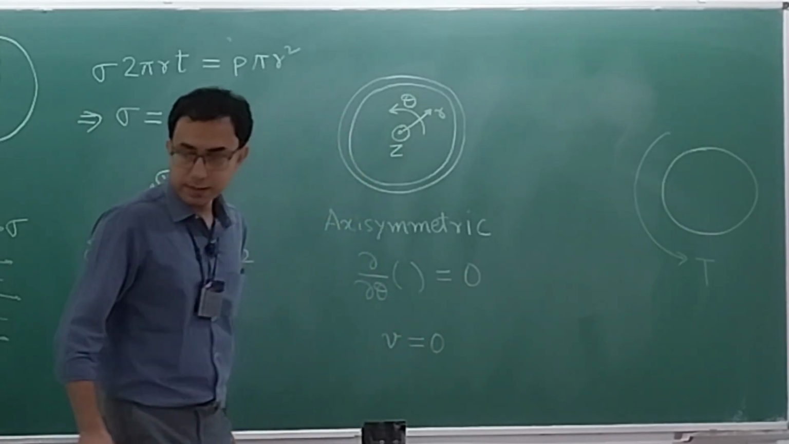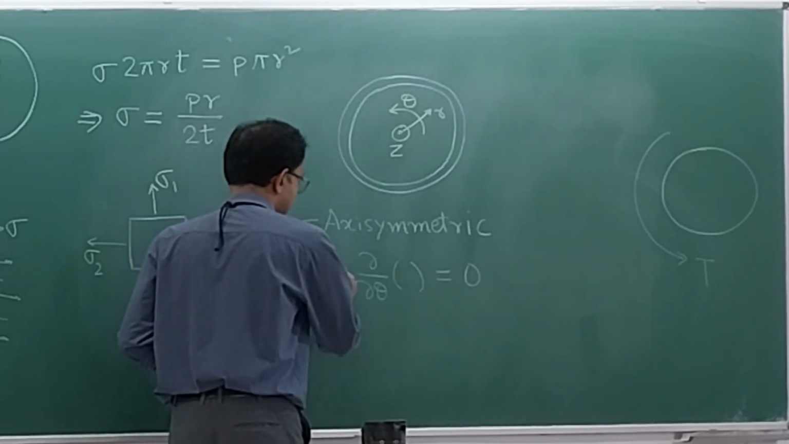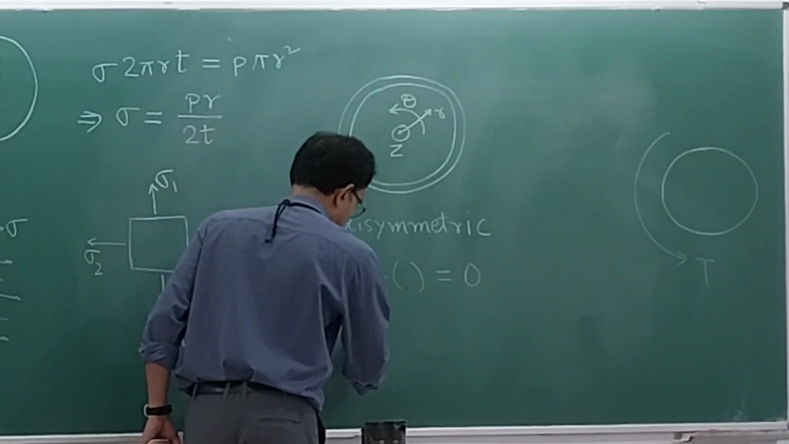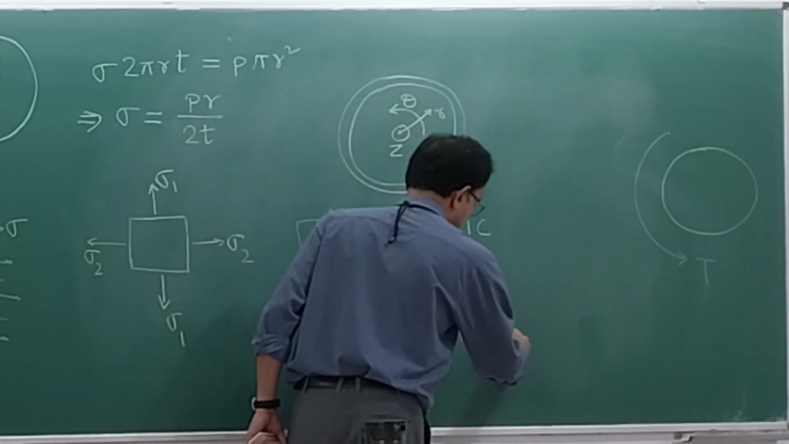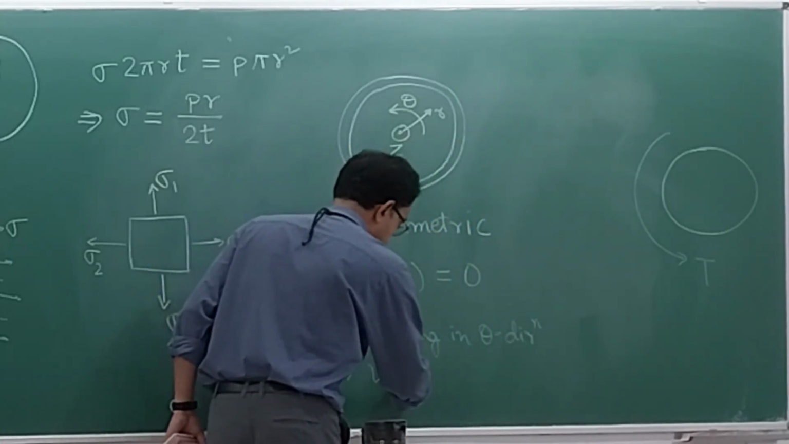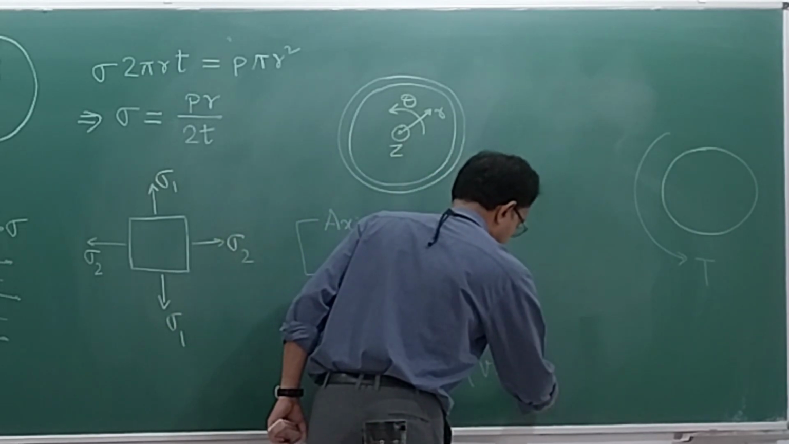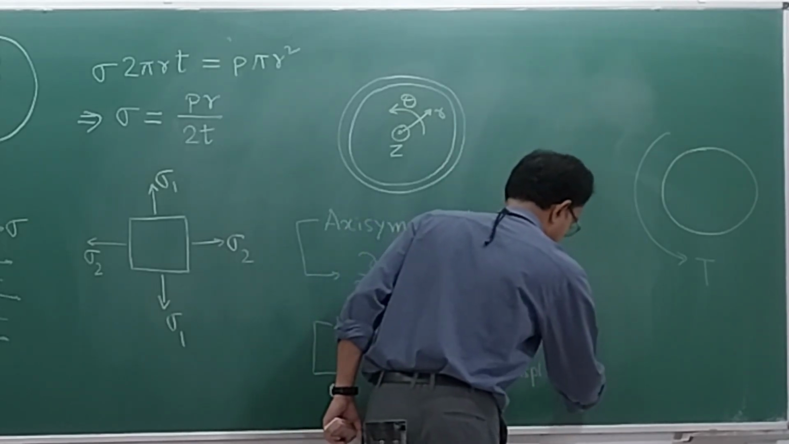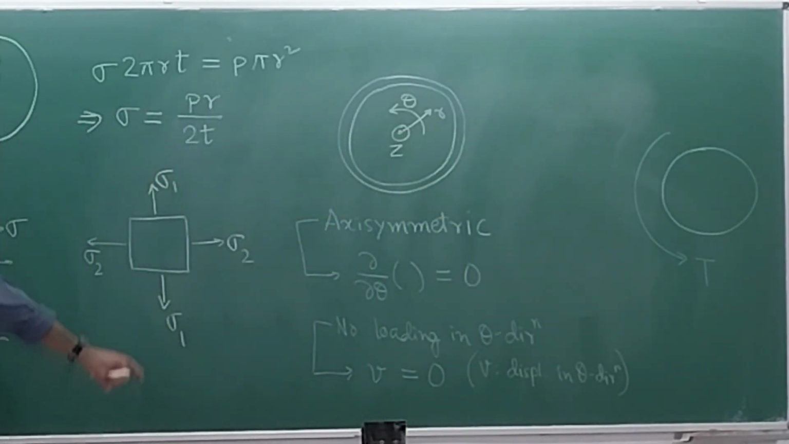I'll write it in a separate way. Because of axisymmetry, you have this, and no loading in the theta direction. This implies that v is equal to 0. V is the displacement in the theta direction. Please write this carefully. You may not appreciate this right now, but later on it will help you.